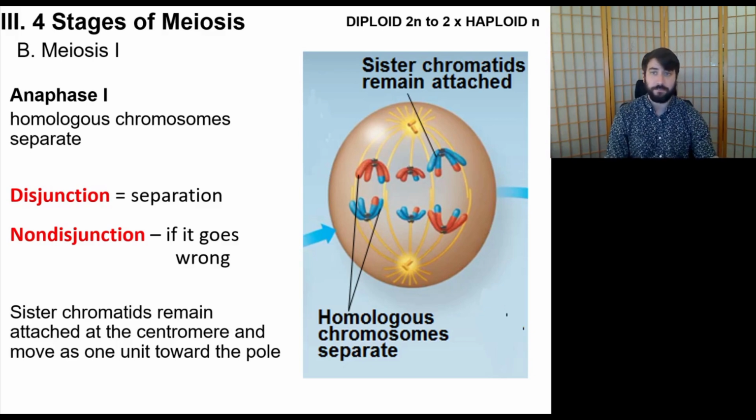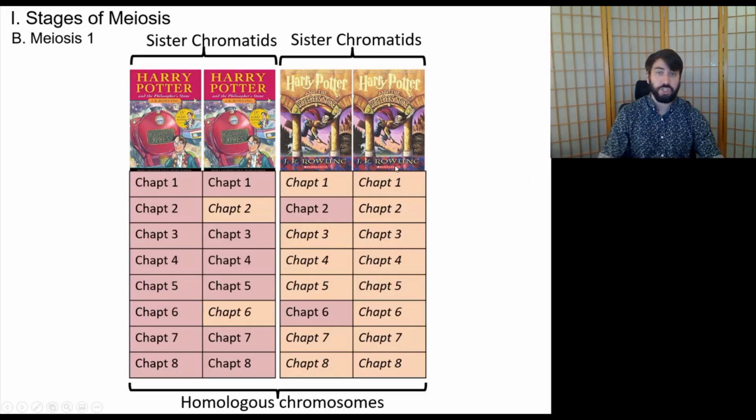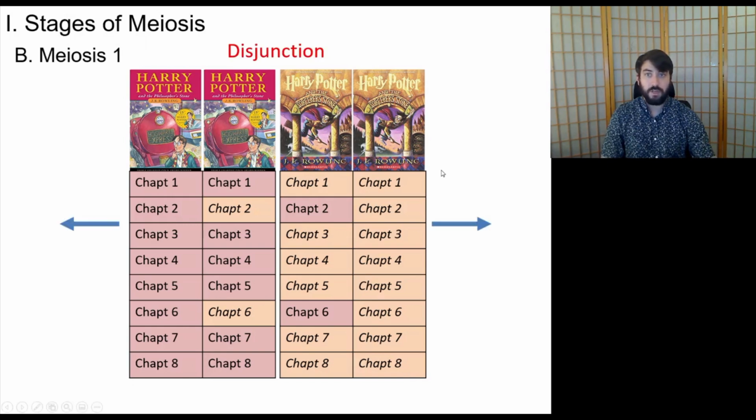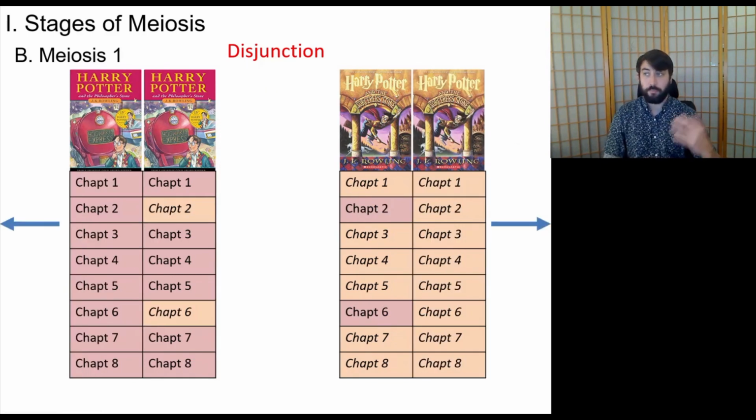Okay, getting back to Harry Potter. Using our British and American versions from before, the ones where we kind of flip the chapters, right? If our different copies of each version are our sister chromatids, right? And our two versions together are homologous chromosomes, then disjunction means the British and American versions would separate and move apart. Right? So when they move apart, normally this is considered disjunction.